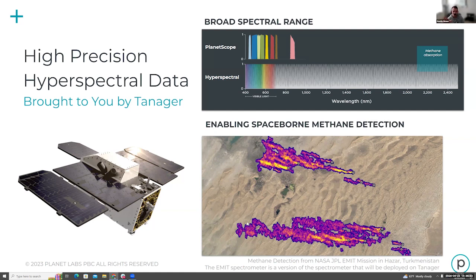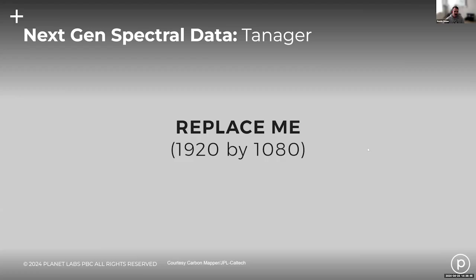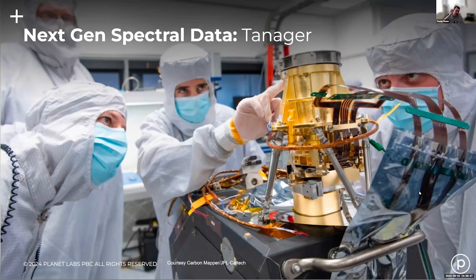But we also are very aware that there are going to be a variety of other use cases as well. So we're really excited for the academic community to start utilizing this data to show us what else it can be used for. And I have a couple of little images. This is what Pelican looks like in the back room. And then this is a little sneak peek of what the Tanager satellite looks like.